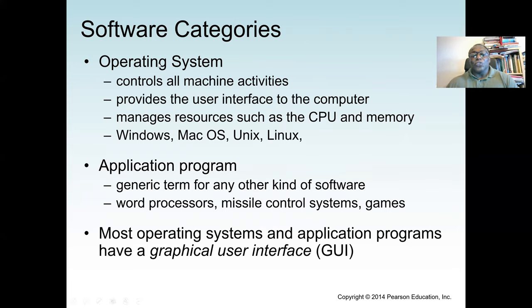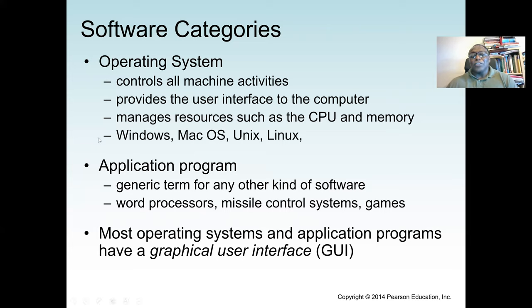So we have at least two categories of software. Software that normally interacts with the computer hardware is called system software. So system software is the software that interacts with the computer hardware. Then we also have application software. Application software is the software that performs a specific task, such as computer games, word processing, Excel, or any task.